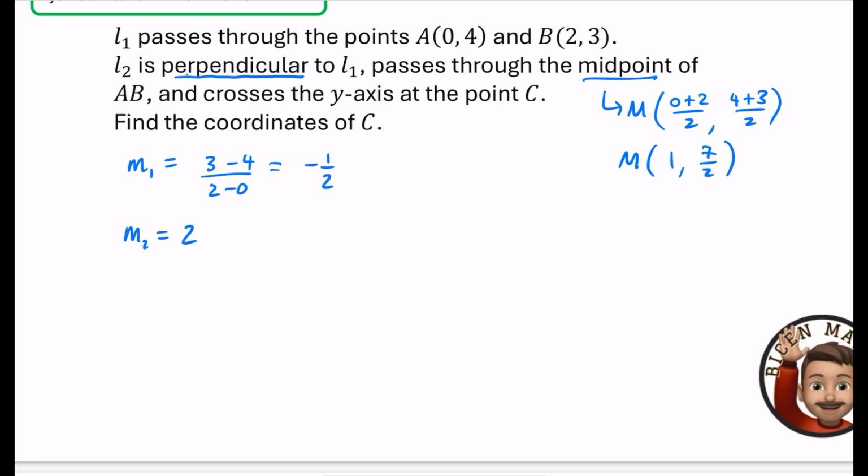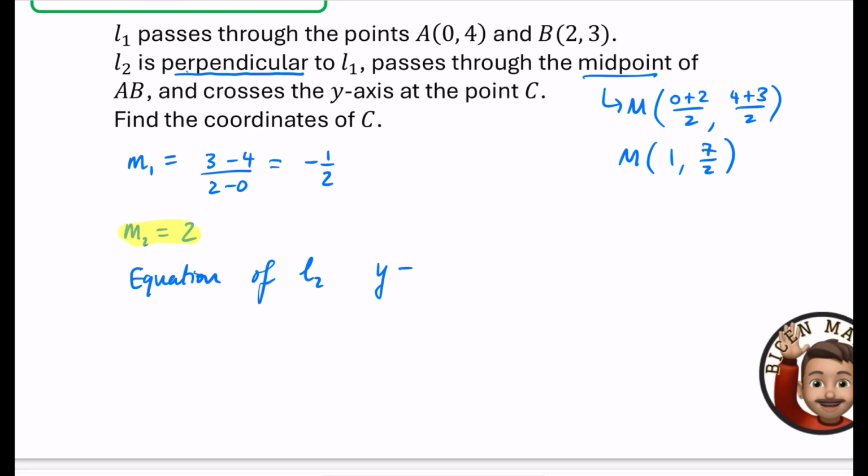So now I can come up with the equation of L2. So for the equation of L2, we will do our y minus y1. Remember, it's going through this coordinate. This is a lowercase m. This is a capital M for the midpoint that I've got here. So I'm just going to clarify, that is not the gradient, that is the midpoint. I will do y minus the midpoint y, which is 7 over 2, equals the gradient times x minus the midpoint x, which is this one that we've got here.